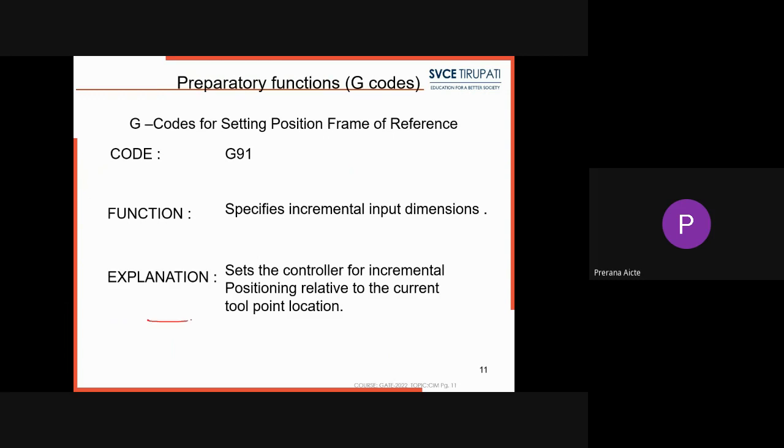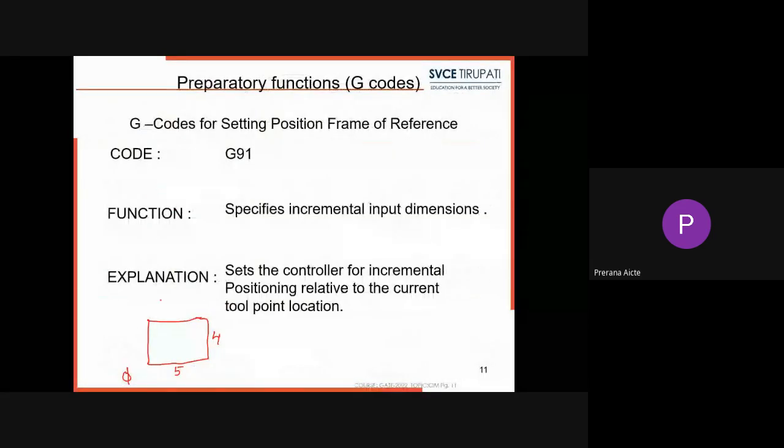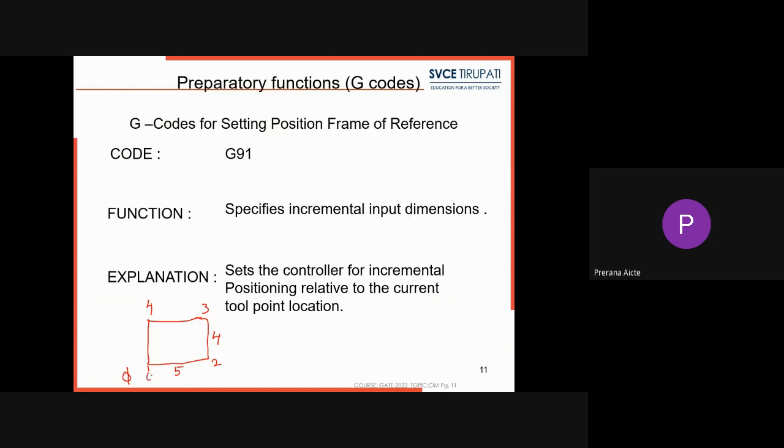What is incremental dimensioning? Here I take the same workpiece, with the dimensions 5 and 4, and the cutting tool is at the normal work zero position. This is the cutting tool, with points 1, 2, 3, and 4. First of all, the first point has the coordinates 1, 1. Here the first point takes the origin as its reference, but the second point takes the first point as the reference. So the coordinate should be 5, 0.